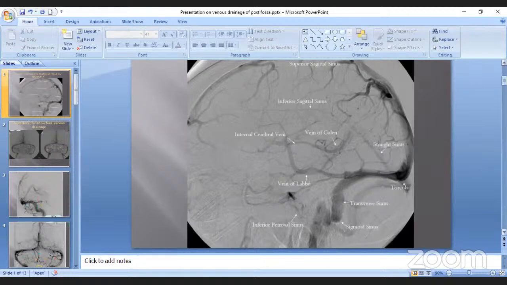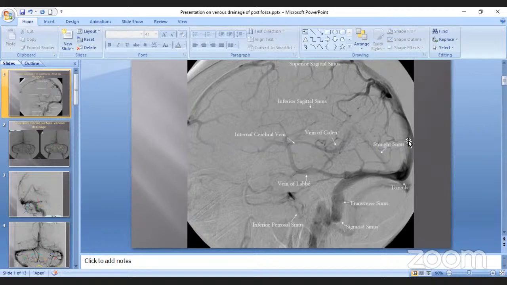You can start, Dr. Ali. This is basically a lateral view of a venogram. When you are doing an angiogram of the brain, you can see there is a superior sagittal sinus and the inferior sagittal sinus, which is small in size.